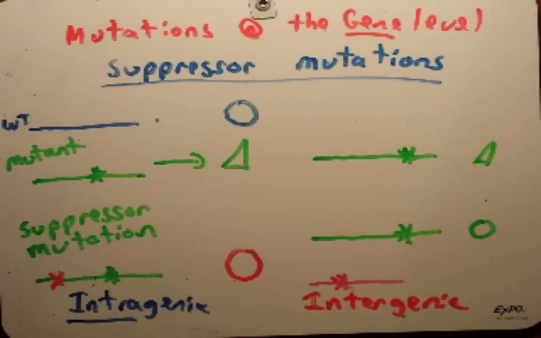suppressor mutation. Again, intragenic suppressors are mutations within the same gene that was originally mutated. Intergenic suppressor mutants have mutations in different genes than the gene originally mutated. This one's still here, that mutation's still there, but this somehow or another compensates so that we're able to, once again, form the correctly folded protein.